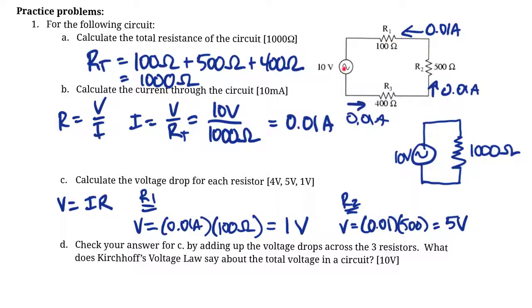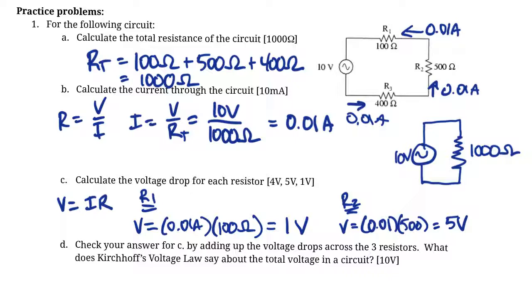So if the total's got to be 10, right, because that's what the power source provides, you should be able to figure out what this is without even calculating it, right? Because the amount that it loses here has got to be the same that it gains here. So if it's 5 and 1 for these other two, you should be able to figure out that it's going to be 4 for this one, because those three have to add up to 10. But let's calculate it anyways.